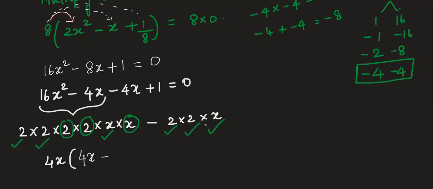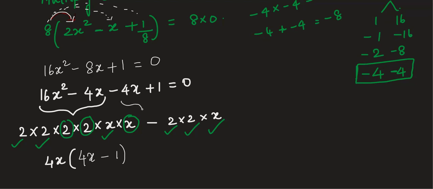And what happened to the next one? Next one, everything is common. We have taken everything out. So which means we can write it as 1. So 4x into 4x will be 16x square, which is right. 4x into minus 1 will be minus 4x. This is also right. Okay, now this is done.